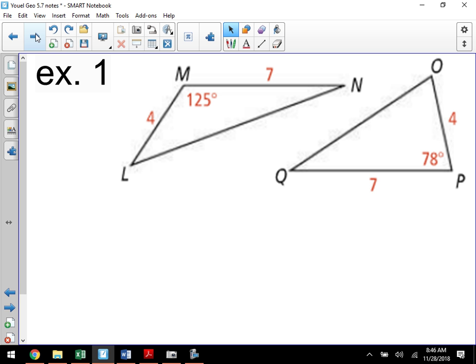Well, let's go to this one real quick. What's going to be the longest side length here? Just looking at those numbers. What does that be? LN. Why?